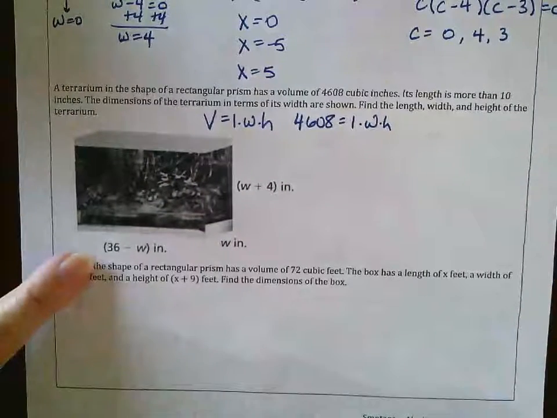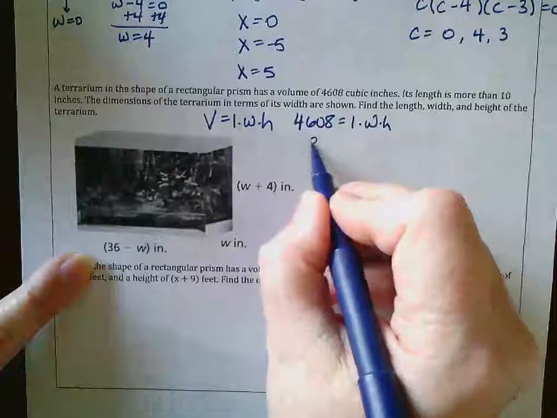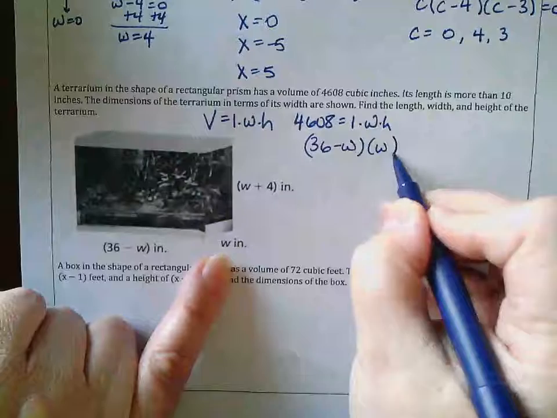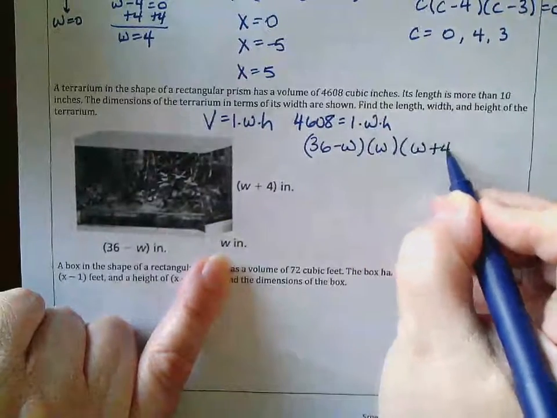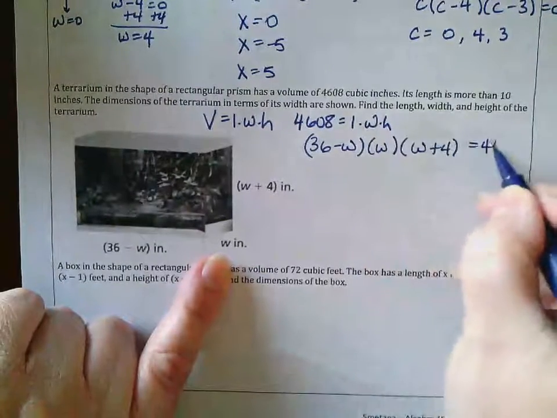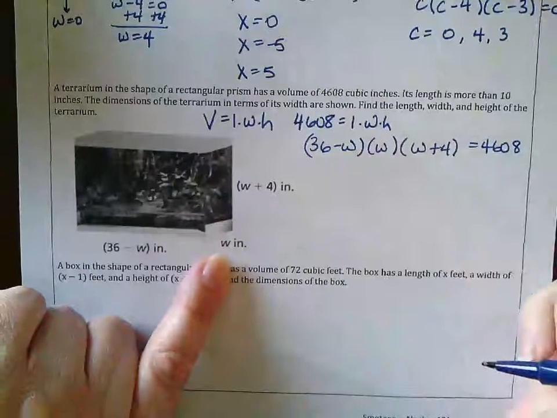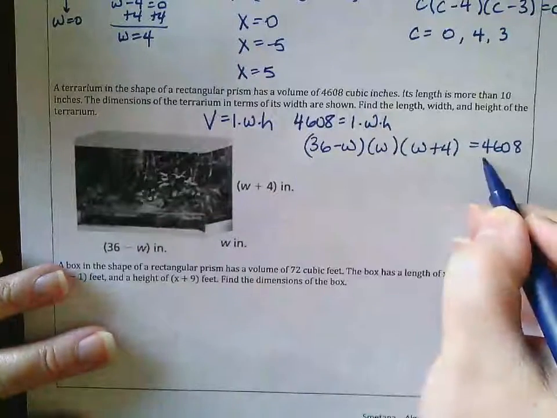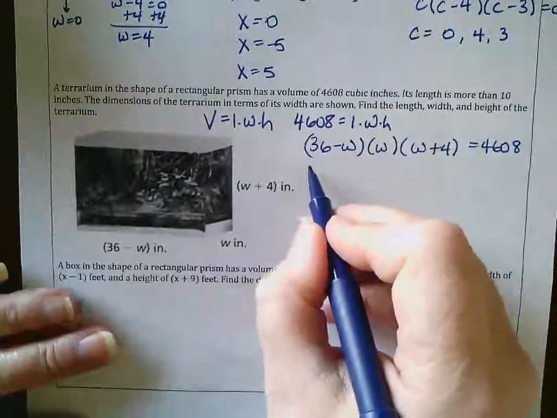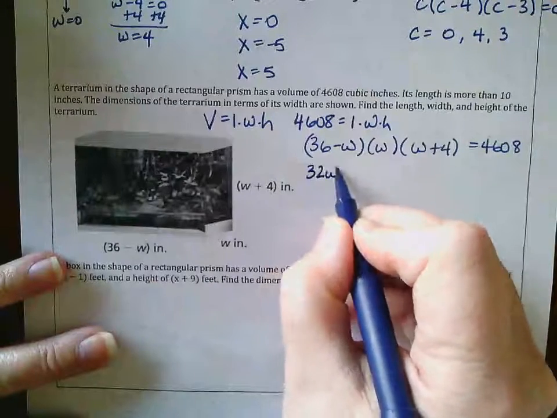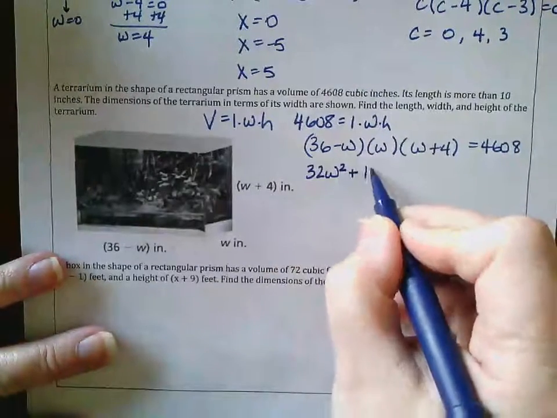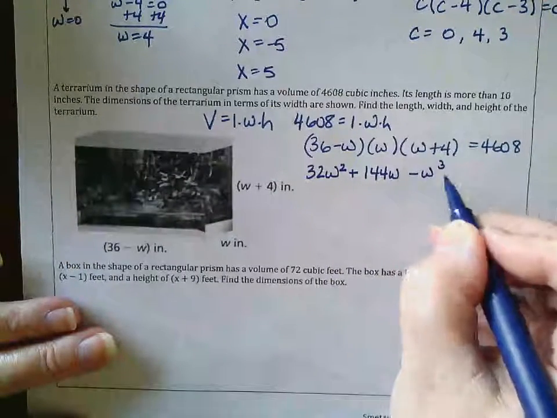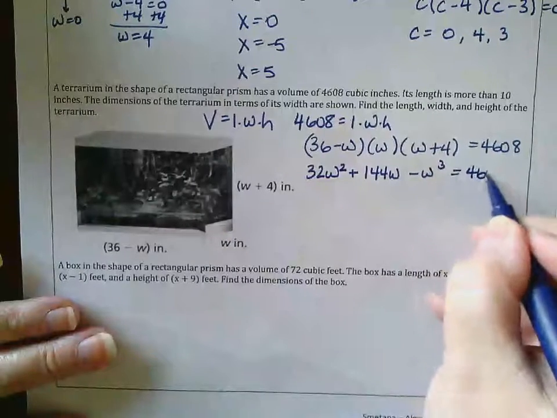So it gives me this information. It gives me the length as 36 minus w. The width is w. And the height as w plus 4. And I know this is all equal to 4608. So when you finish multiplying this out, you will end up with 32w squared plus 144w minus w to the third equals 4608.